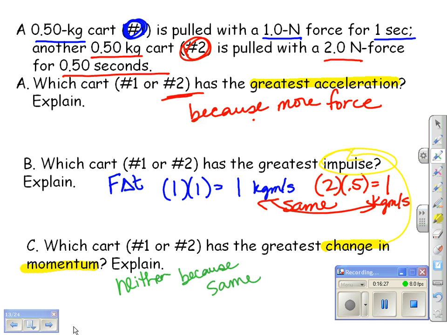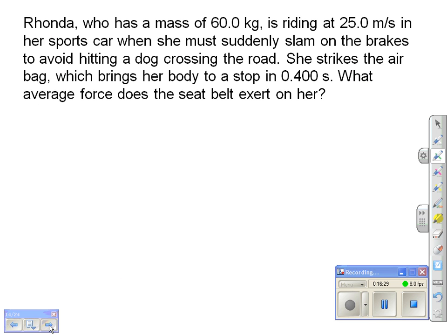All right, let's keep moving. Rhonda has a mass of 60 kilograms. So we could write that down and say that her M is 60 kilograms. And she's riding at 25 meters per second. So that would be a velocity, 25 meters per second. And she has a sports car, and she has to suddenly slam on the brakes to avoid hitting a dog. I'm glad, because I'm not all about hitting animals.